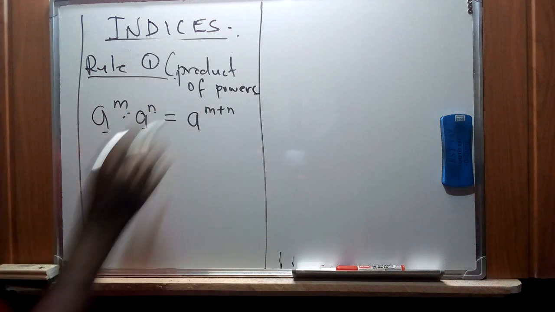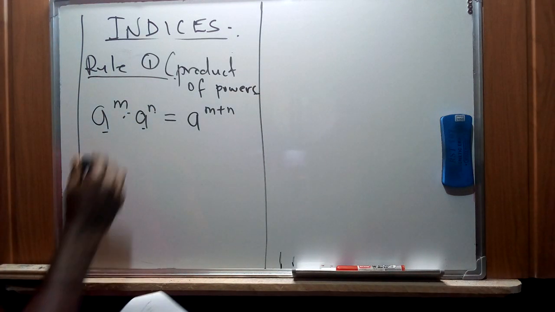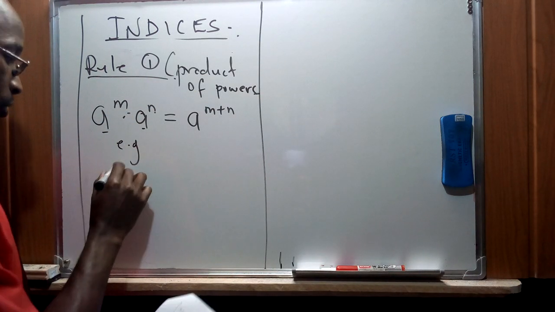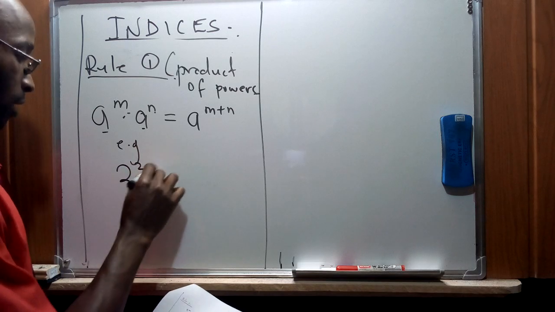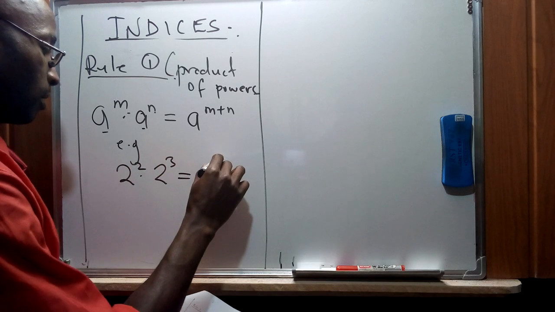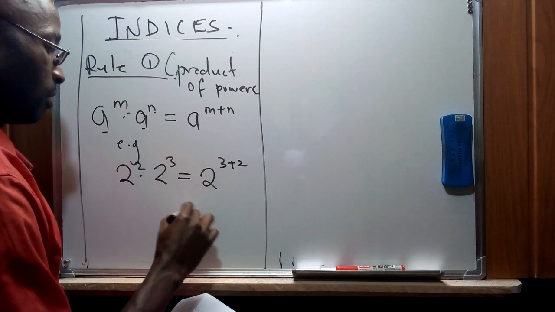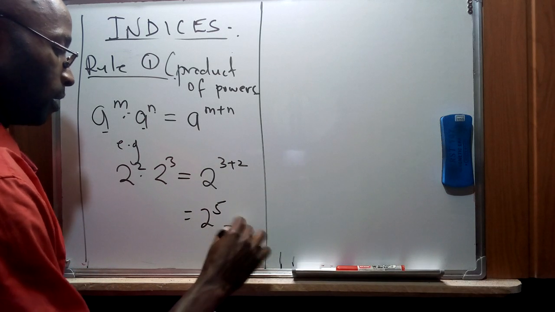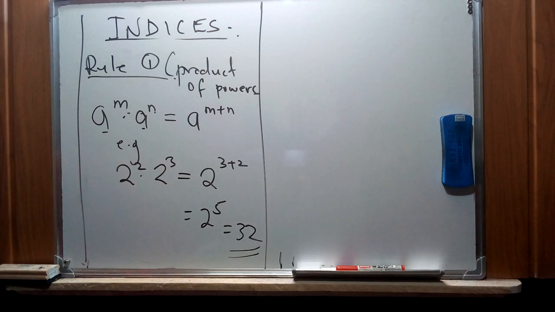For these two, then it's addition. So suppose, for example, we have 2 raised to power 2 and 2 raised to power 3. Then this is going to be 2 raised to power 3 plus 2, which is 2 raised to power 5, which is 32. So this is a rule that is going to be applied.